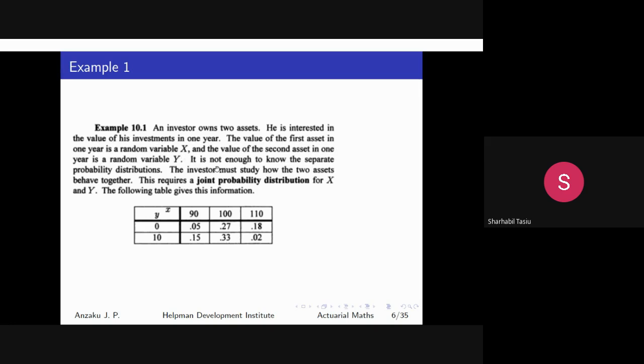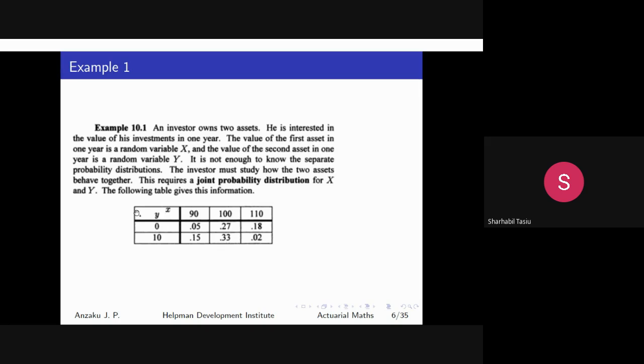Now, it is not enough to know the separate probability distributions, because this investor wants to know for both how his total investment will yield in 1 year. So it's not enough for him to just know one and leave the other one. He needs to know the two of them jointly. He wants to know the two of them together. So for him to be able to do that, and for us to be able to help him as actuaries, this requires a joint probability distribution for X and Y.